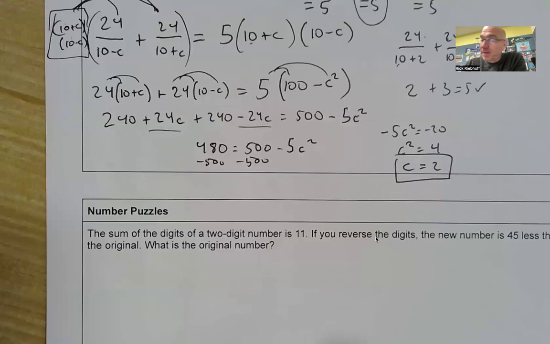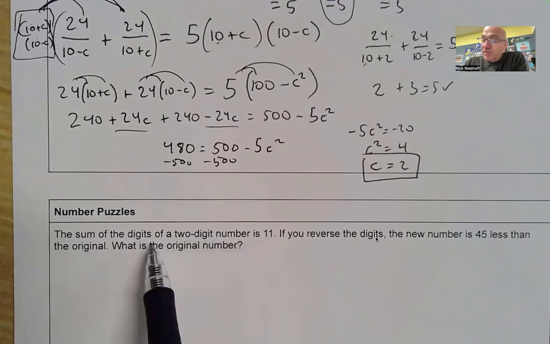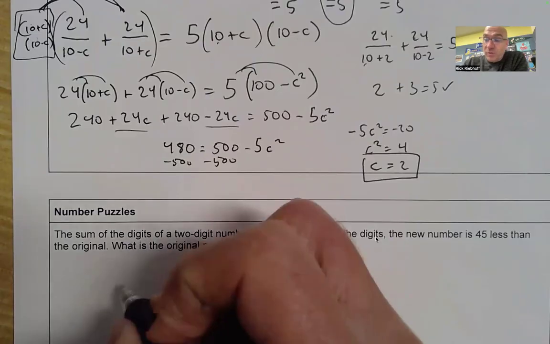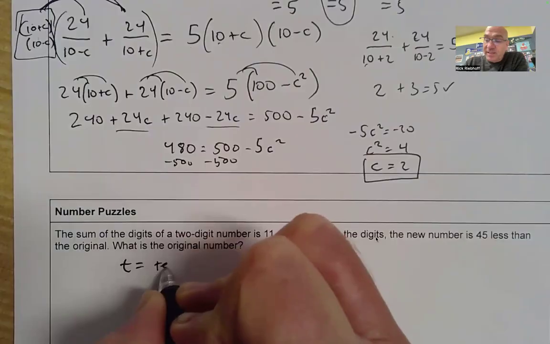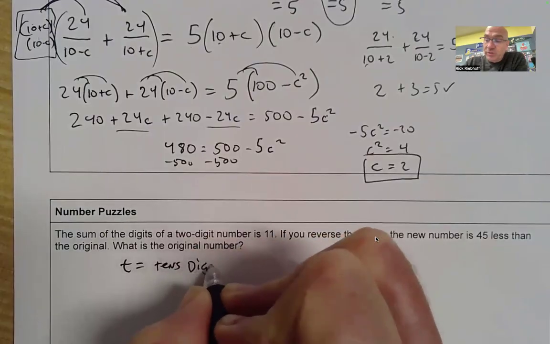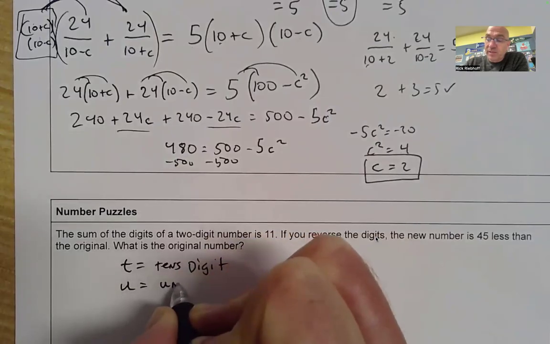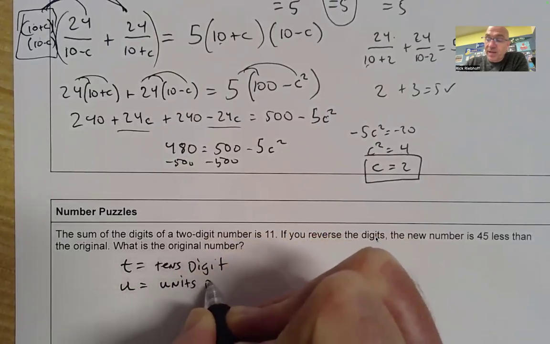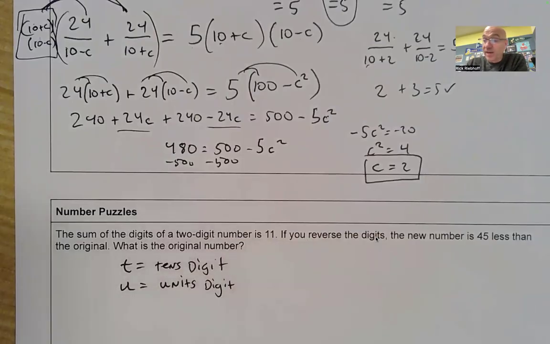All right. This one will be a little bit better, I hope. Sum of the digits of a two-digit number is 11. So sum of the digits. So we have two different digits, right? We have the ones digit and the tens digit. So let's let t equal the tens digit. It's traditional, right? And then u will be the units digit or the ones digit. That's the way a lot of people do this. You could use x and y if you want, that's fine.